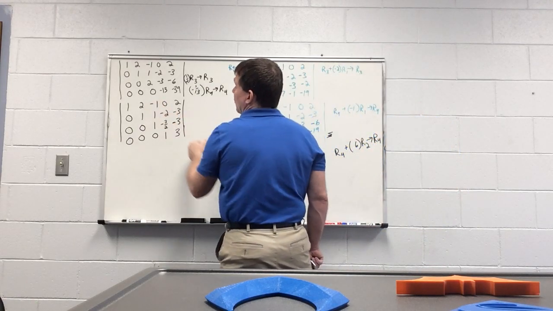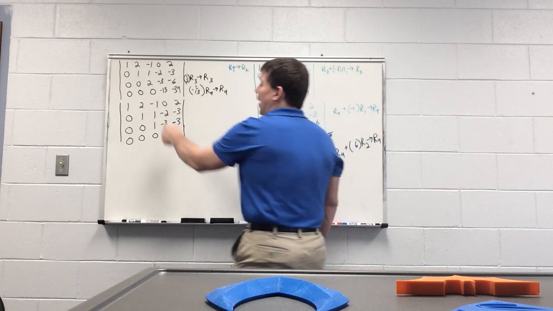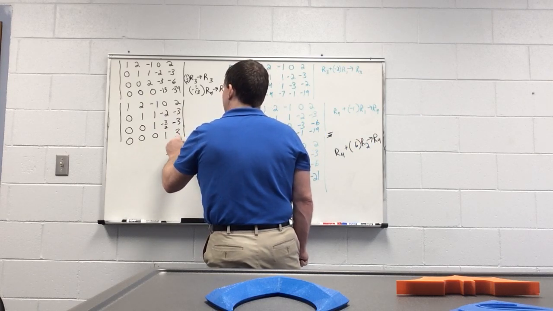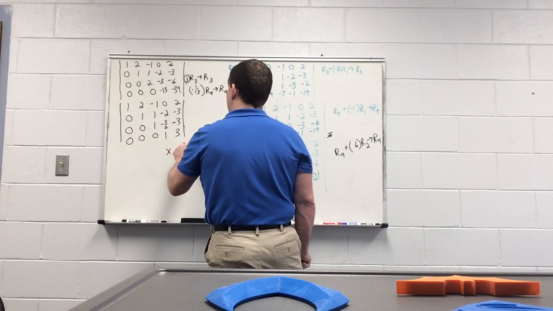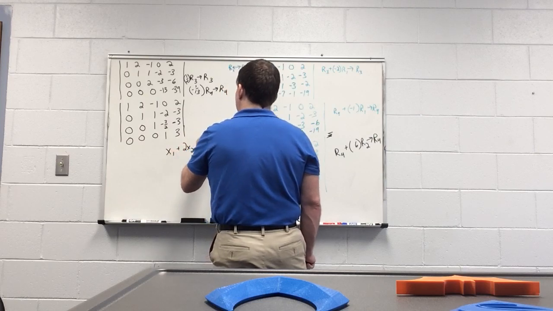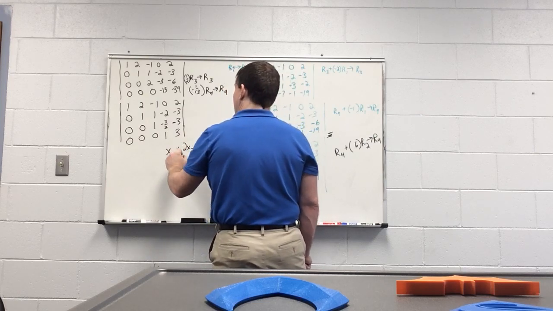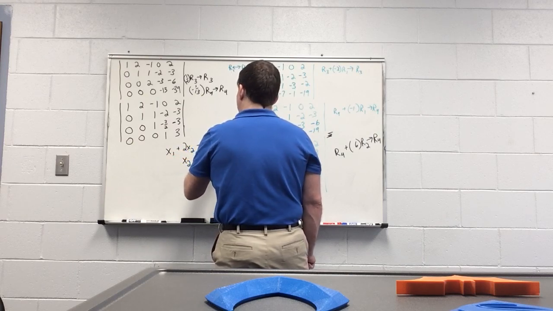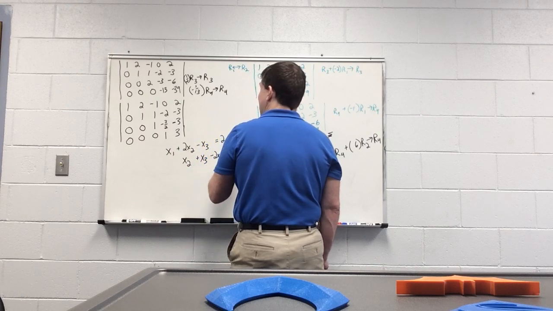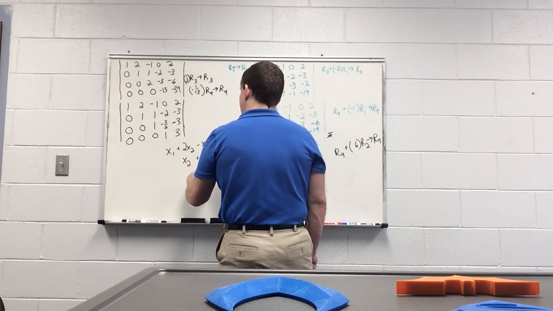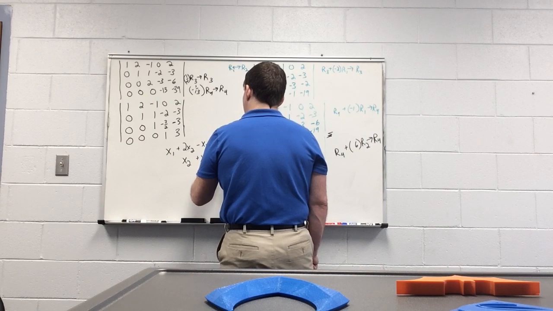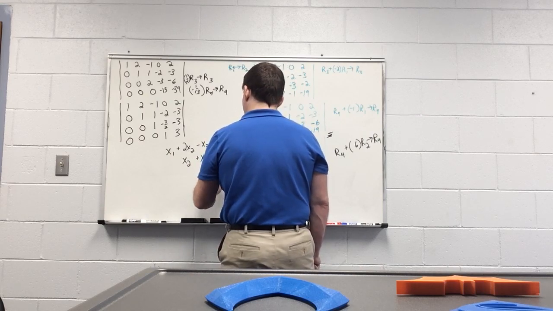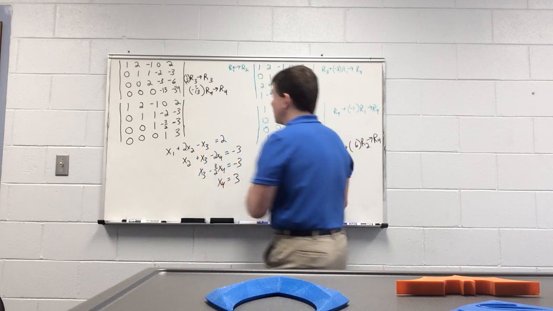Now I have it in row echelon form. Now I can read off my answers if I want to. x sub 1 plus 2x sub 2 minus x sub 3 is equal to 2. x sub 2 plus x sub 3 minus 2x sub 4 is equal to negative 3. x sub 3 minus 3 halves x sub 4 is equal to negative 3. And x sub 4 is equal to 3.